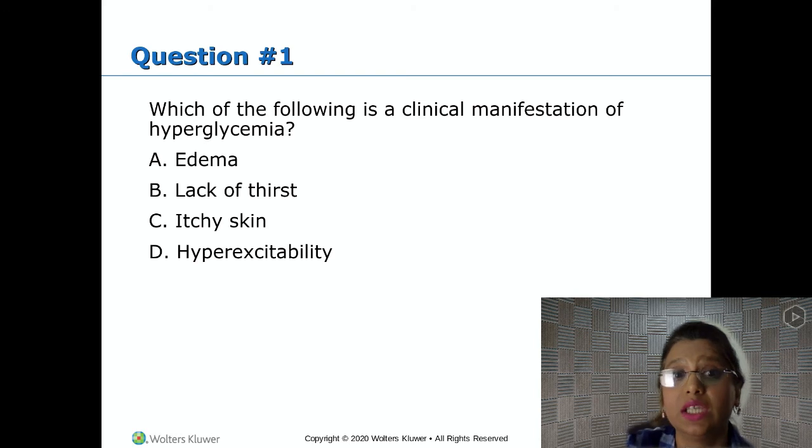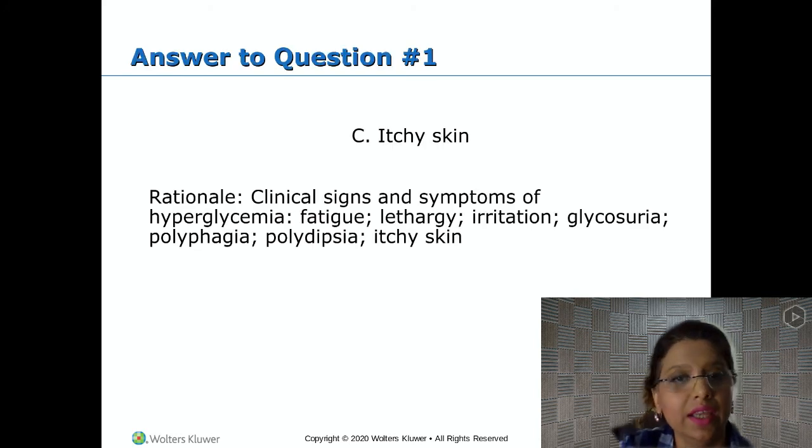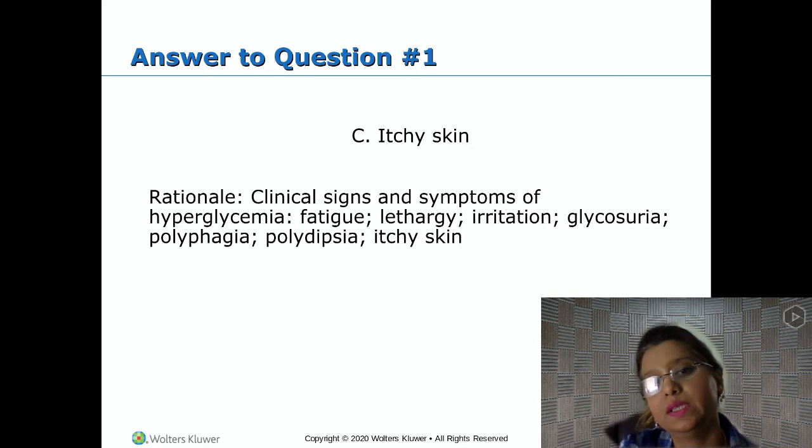So the answer is itchy skin, right? Itchy skin, yay. Okay, rational. Clinical signs and symptoms of hyperglycemia: fatigue, lethargy, irritation, glycosuria, polyphagia, polydipsia, and itchy skin.